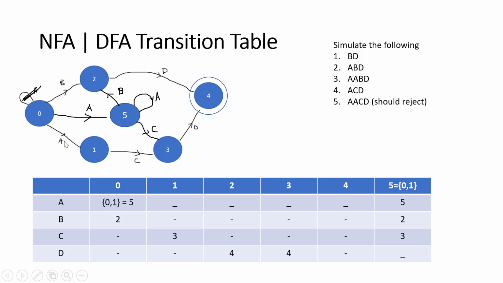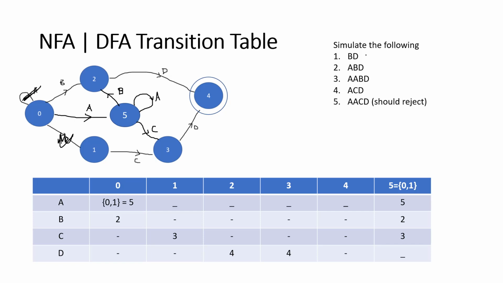In fact, this A should not be here, because if you're in 0, you go to 5, right? So you're not going here. So let me just erase that. So that should not be there, right? So now it's a DFA. It's uniquely determined what you do with any given character in any given state.